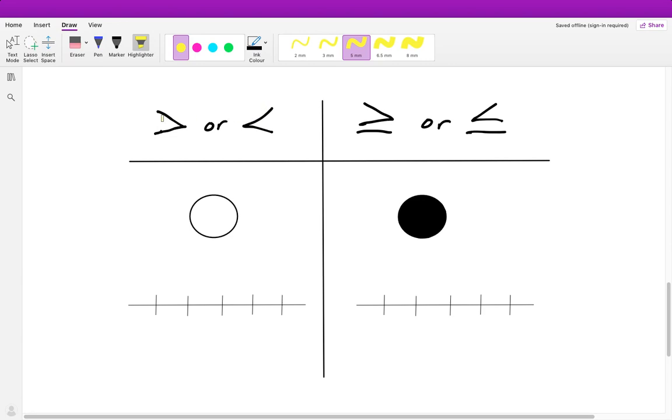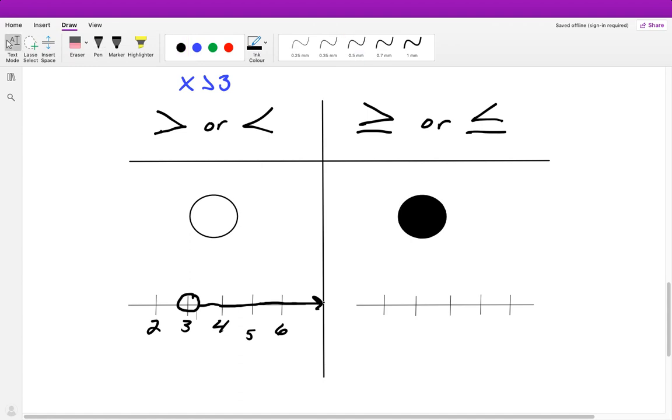Anytime that our inequality is less than or greater than and not equal to, so let's just say x is greater than 3, it is going to be an open circle when we are graphing. So if I were to say, let's say that this is 2, 3, 4, 5, and 6. If I'm graphing x is greater than 3, my circle, when I draw on my number line, is going to be open. And then we're going to go through how we know which way we are going to graph this, but this is what my graph would look like.